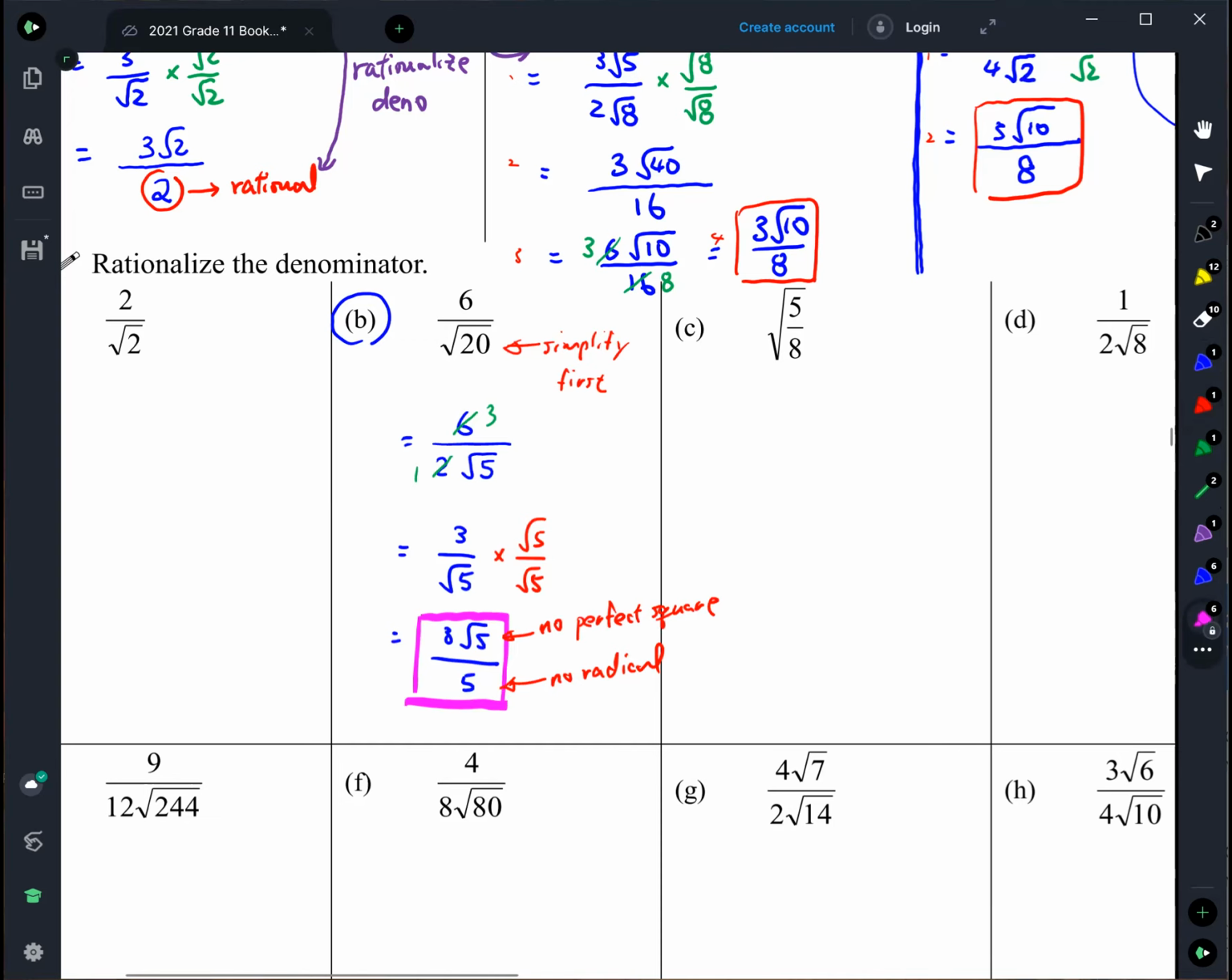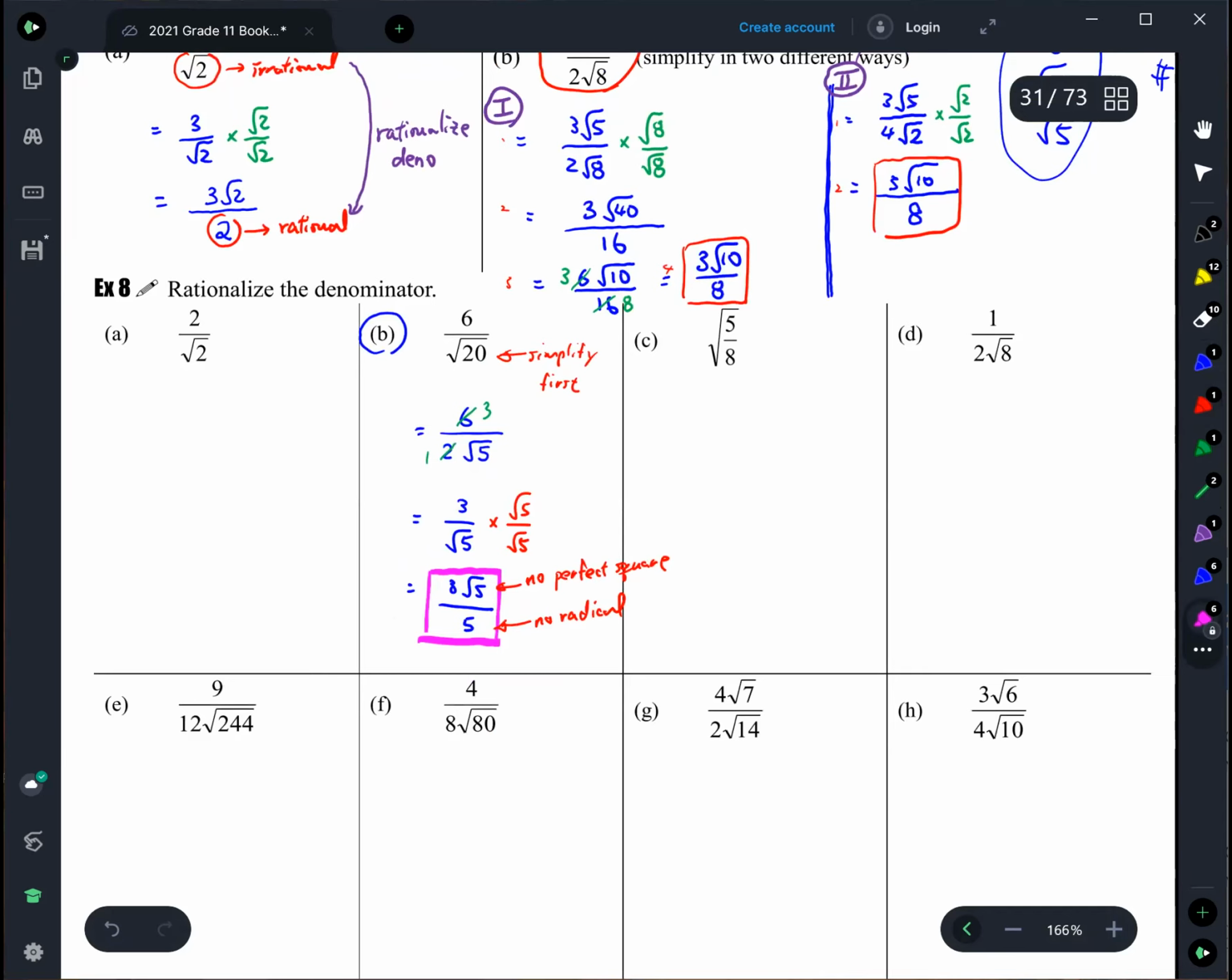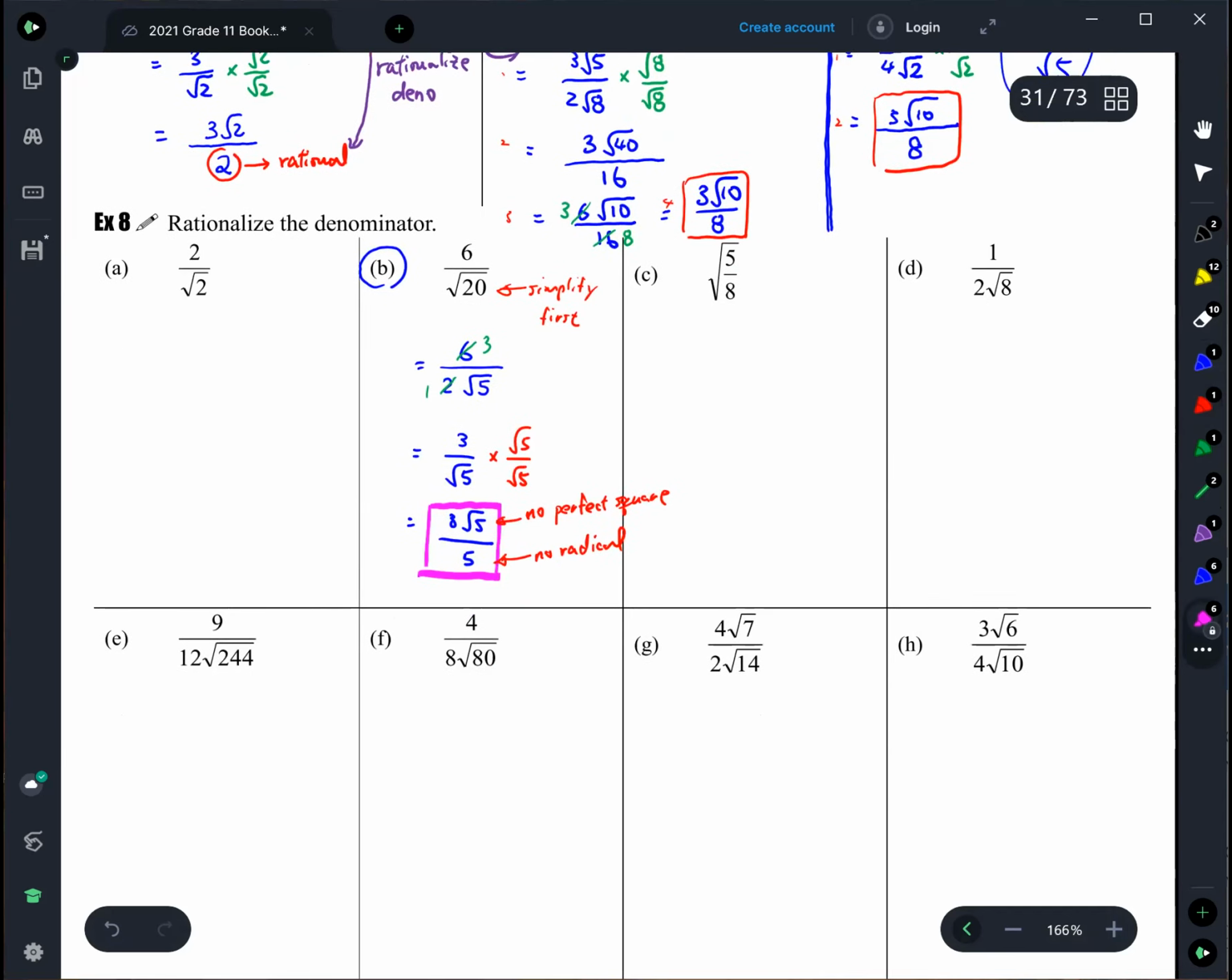Can you raise your hand if you understand this question? This should be a review of what we did last time. All right, very good. So the other ones I will let you try now. All the rules you can apply: outside, outside, inside, inside, you can reduce. And if the denominator can be simplified, simplify it first.